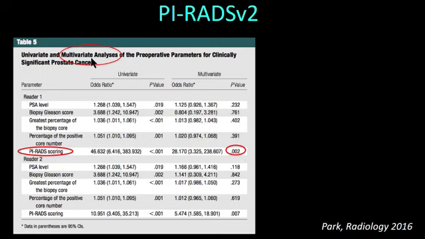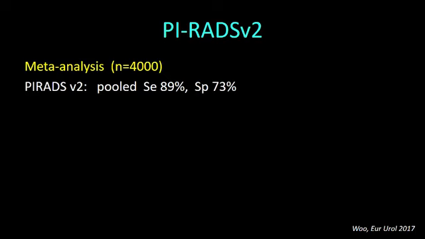This study was in 2016, and they looked at other things such as the biopsy Gleason score and greatest percentage of biopsy core, but all of that failed in front of the PI-RADS scoring in the multivariate analysis. So that's very encouraging to look at. Another study was just published this year. This was larger, up to 4,000 patients, and they also looked at PI-RADS version 2, but the pooled sensitivity and specificity was 89% and 73%.